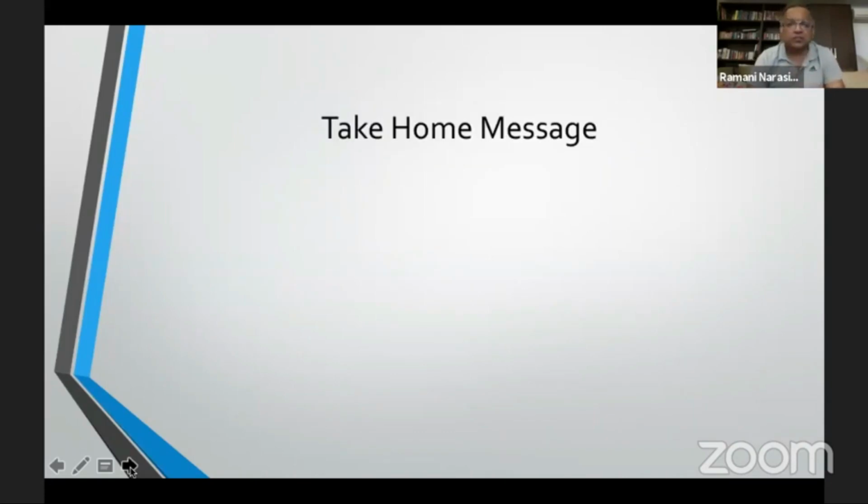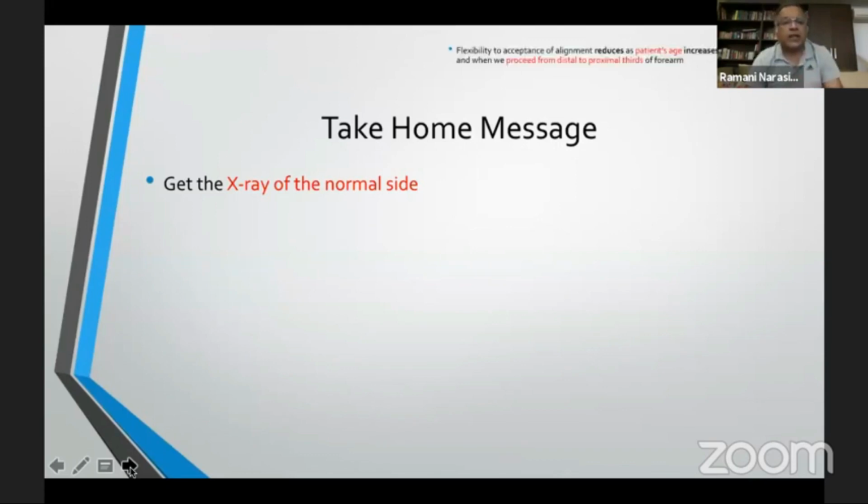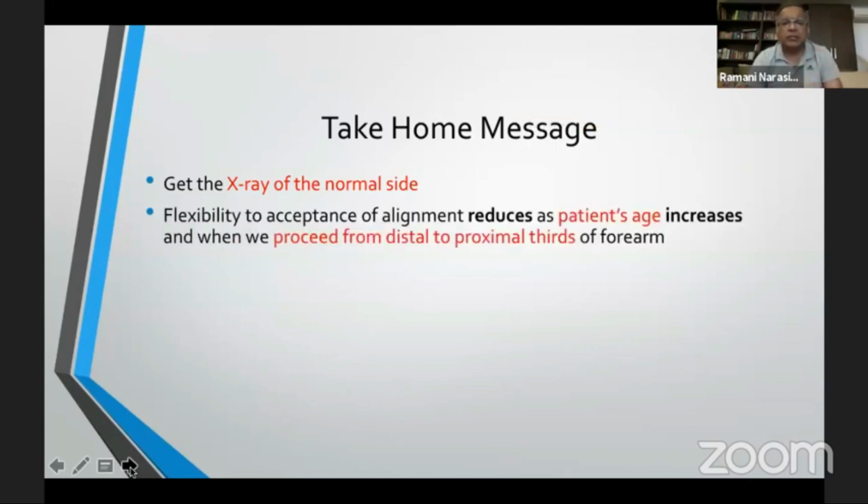So take home message: get the x-ray of the normal side. It's very important, get into a habit, get the x-ray of the normal side, because one has to be thinking about what is going on with the interosseous space. One has to be thinking about what is the normal radial bow, which is a very important factor you have to take into consideration in order to get a proper outcome. The second thing is that flexibility to acceptance of alignment reduces as the patient's age increases and when we proceed from distal to proximal third of the forearm. Take green stick fractures seriously.